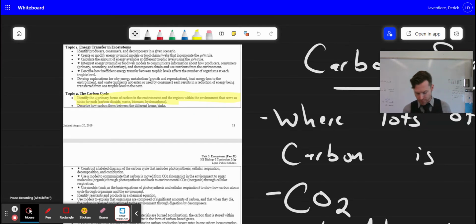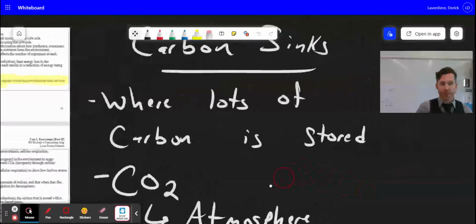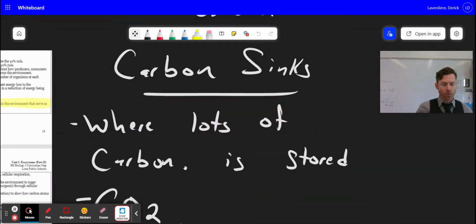This next bullet point shifts us away from energy transfer and into the story of nutrient cycling, and particularly in this case, carbon. So we're looking at the carbon cycle. It asks us to identify the 4 primary forms of carbon in the environment and the regions within the environment that serve as sinks for each. And so a carbon sink is an area that can store a lot of carbon.